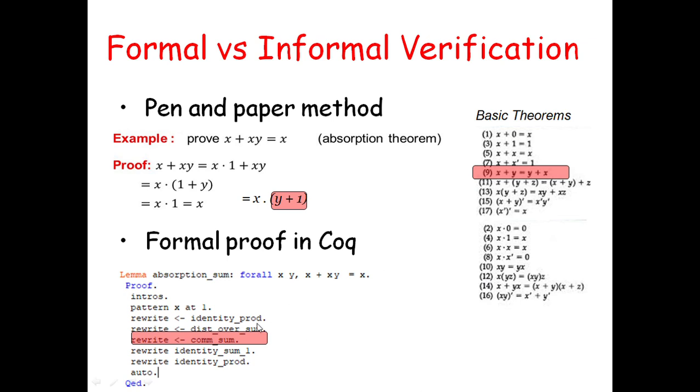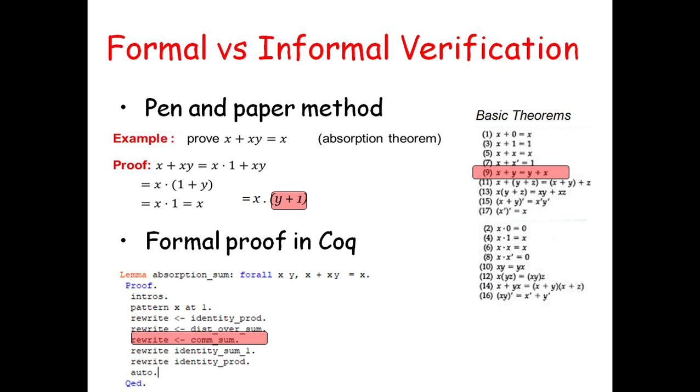Coq theorem prover will not allow us to apply the next theorem after this one. This is what we need. We should follow the correct path of proof. We should not miss any step.